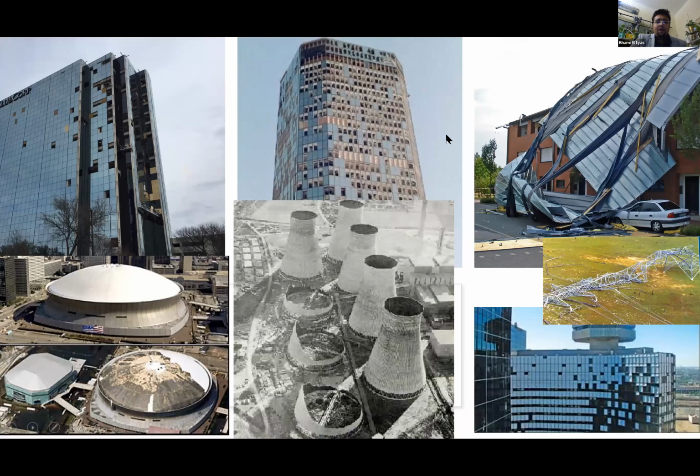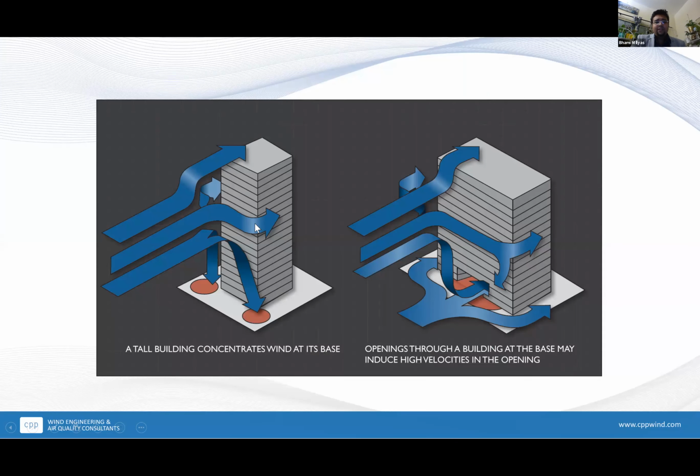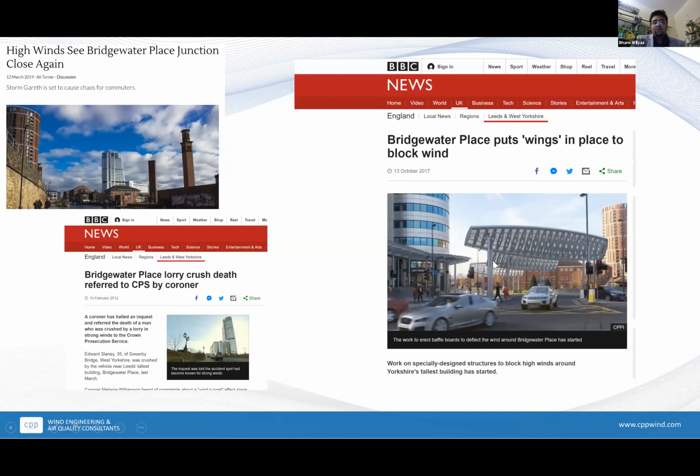And we know failures do occur all the time, when we do not account for these in our design. One of the key things to bear in mind, particularly from a pedestrian comfort perspective in high-rises, is that with a tall building the wind can concentrate at its base, and openings at the base may induce really high pressure or funneling effects. One very good example is Bridgewater Place in the UK.